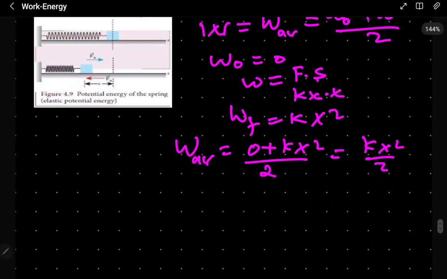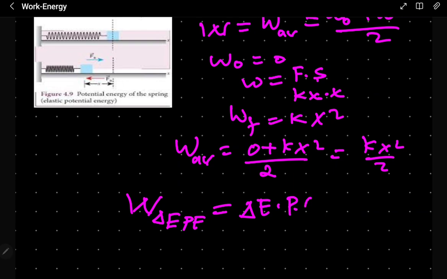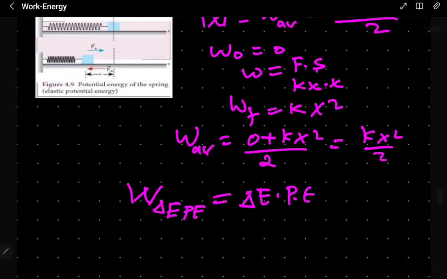So the work done to change the elastic potential energy, EPE, of an elastic material from rest is given by the change in elastic potential energy. Now you can have a spring, yeah?